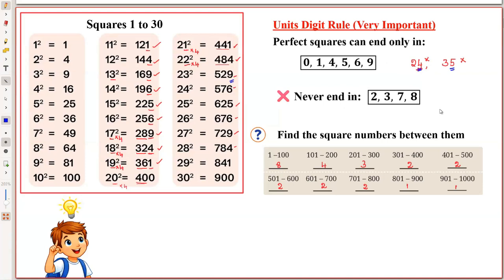For example, we are just taking the number 247. Is it a perfect square number? We can say no. Why? Because it's ending with 7. Okay, so in this manner, we can find out.